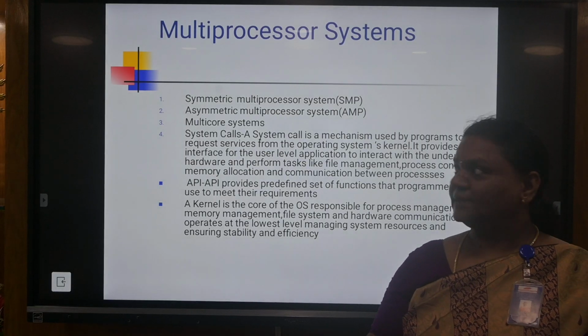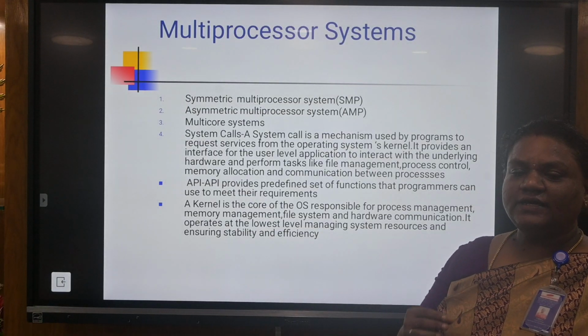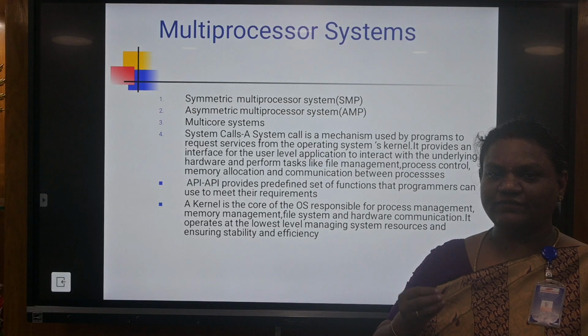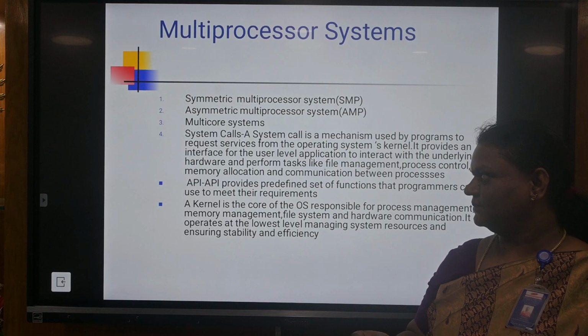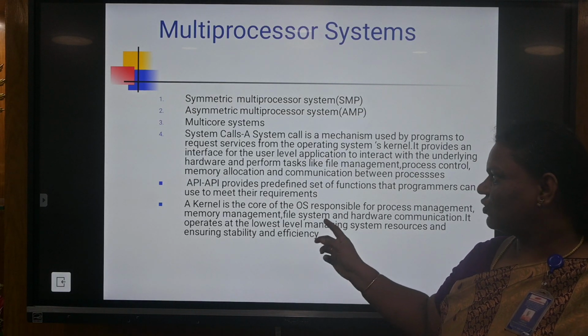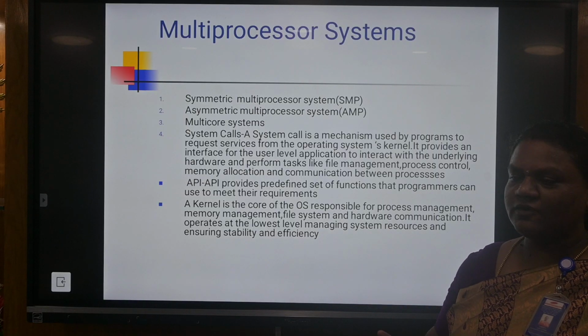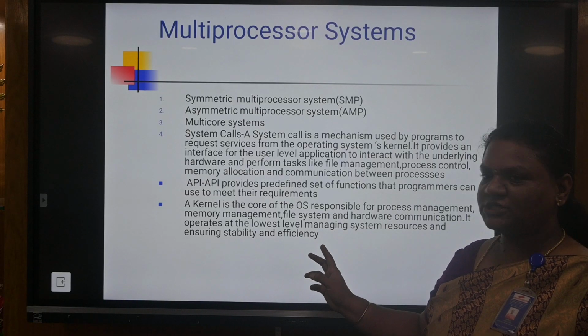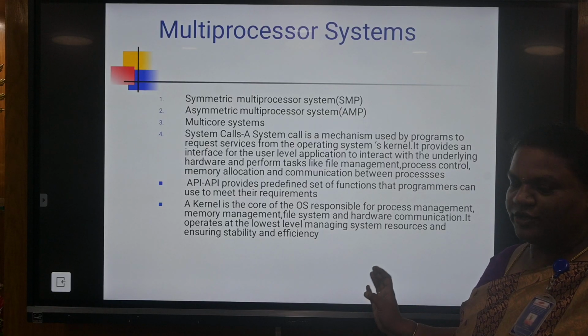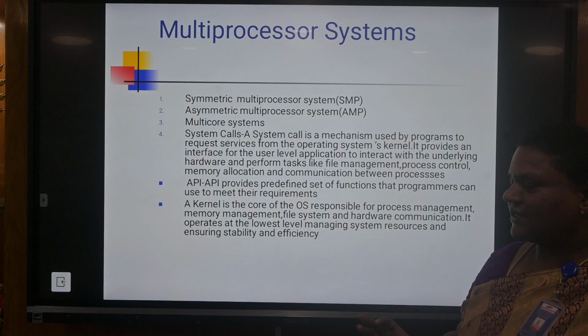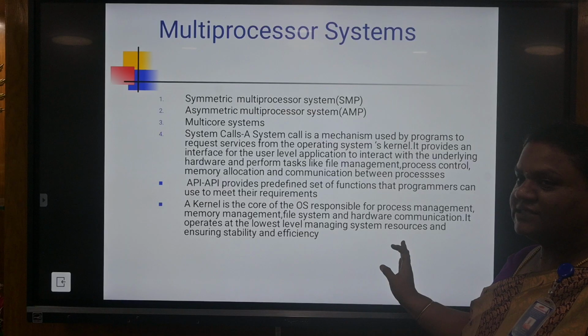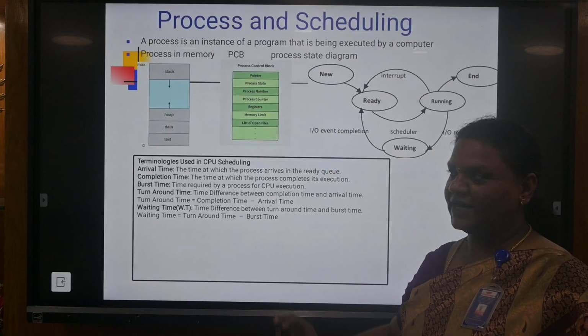System call. A system call is a mechanism. It is a request for service that is given by the user to the system. Kernel is the core of the operating system, responsible for process management, memory management, file system, and hardware communication. It operates at the lowest level, managing system resources, ensuring stability and efficiency.